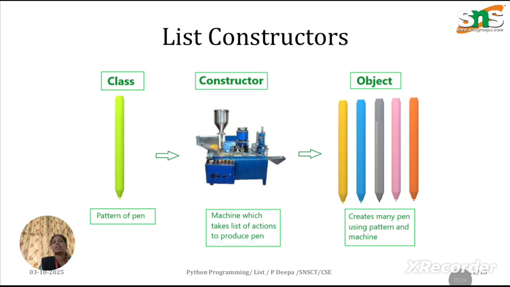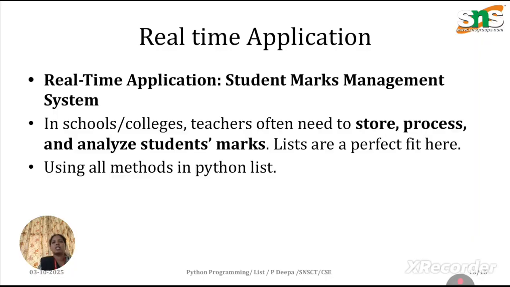The list constructor follows a pattern, how the pattern will work with the value. Constructor means things are accumulated, so that the class and constructor work together. The object will give lots of work and lots of output, so the list can use the constructor. We have chosen a real-time example: student mark management.